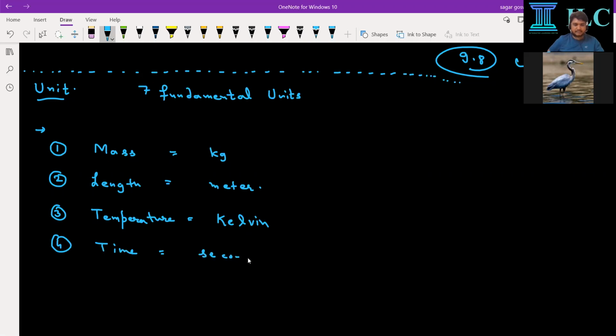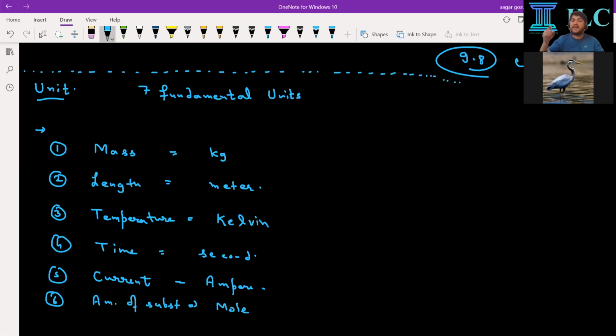If I talk about electric current in physics, you have studied that. Current is measured in ampere, named after a scientist. And the amount of substance in chemistry. Density is itself a quantity, a term. Amount of substance is measured in mole.